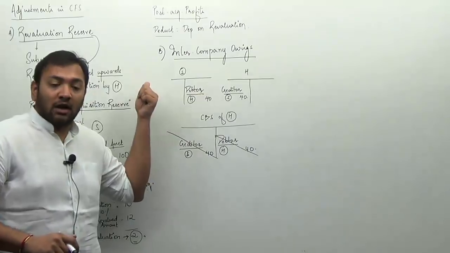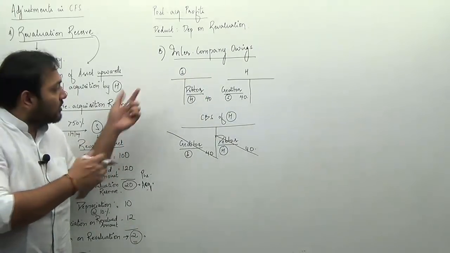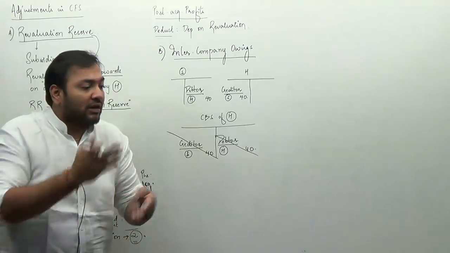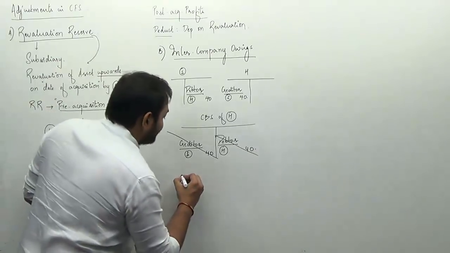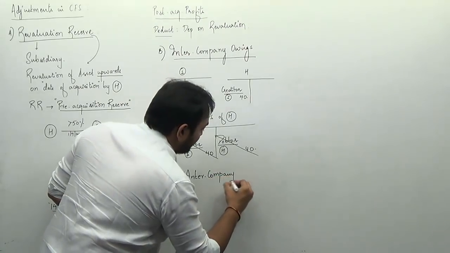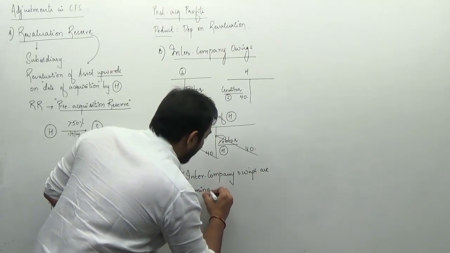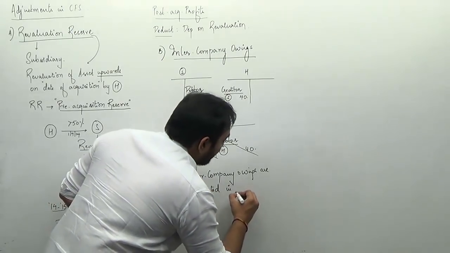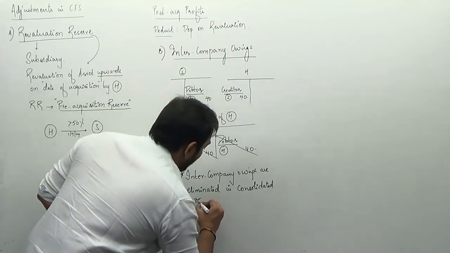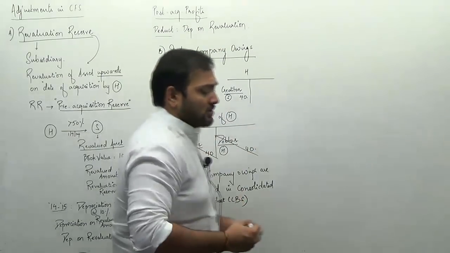If holding company gave a loan to subsidiary, how will you see it? Holding company will write on the asset side, loan to subsidiary. What will subsidiary record? On the liability side, loan from holding company. So in that situation, when we consolidate, I'm having one item on the asset side, one item on the liability side, both having the same value. So the best thing that we can do is cancel everything. So the intercompany owings are eliminated in the consolidated balance sheet. In short, we call this consolidated balance sheet CBS. Same thing.